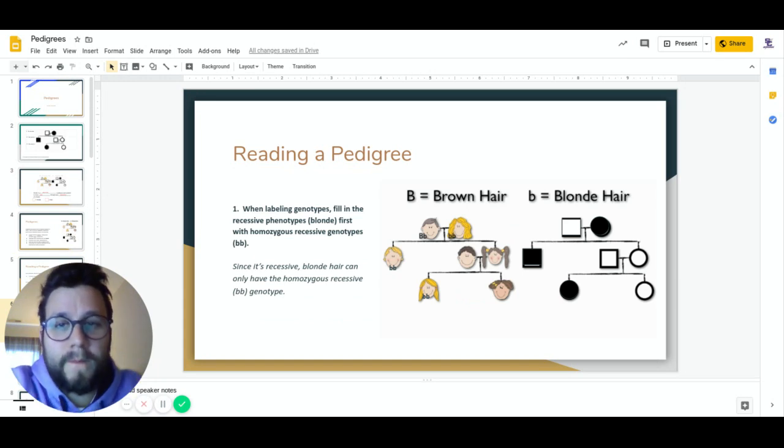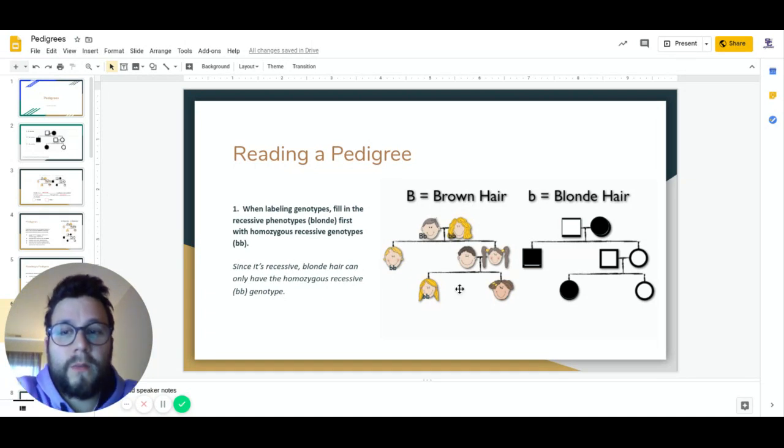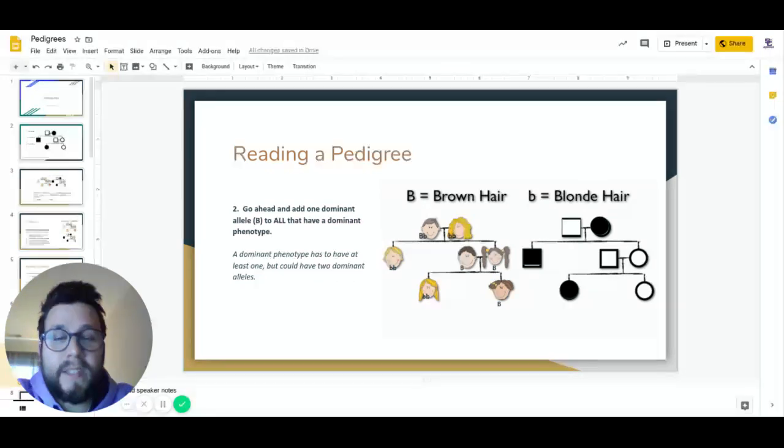So to figure everybody out, we've got to label our genotypes. And the easiest thing to do first is to start with the recessive people, because we know the only thing they can be is homozygous recessive. So we already had her filled in, 2 lowercase b's. Everybody else who's blonde is also going to have lowercase b's. The second step, since everybody else is dominant, we know for sure they have at least 1 dominant allele. Now, maybe they have 2, maybe they have only 1 with the recessive second allele, but we know they have at least 1.